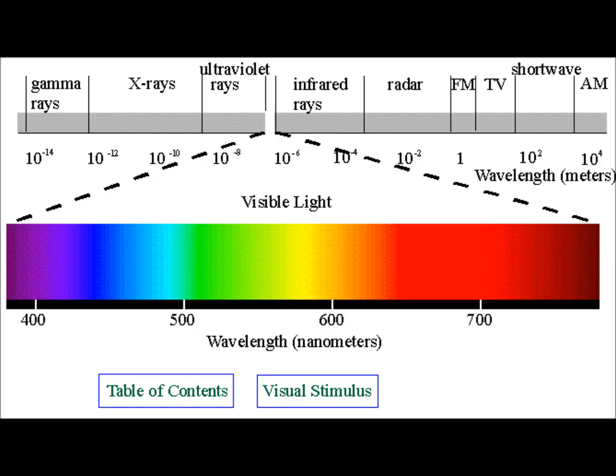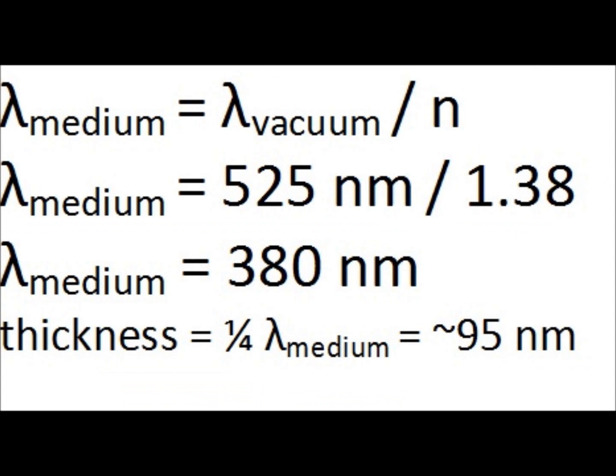As for the thickness of the coating, here's our spectrum again, and let's assume that the green light we're talking about has a wavelength of, say, 525 nanometers. So our calculation for the thickness starts again with our relationship: lambda in the coating equals lambda in the vacuum divided by n. And that's 525 divided by 1.38, the index of the coating. That gives us a lambda of green light in the medium of 380. And so therefore the thickness, which was given as 1/4 of that wavelength, is about 95 nanometers.